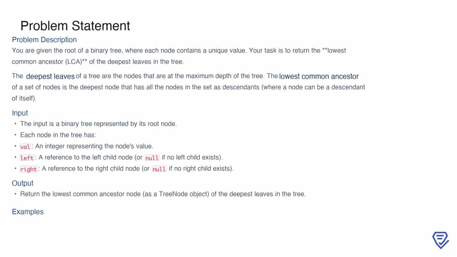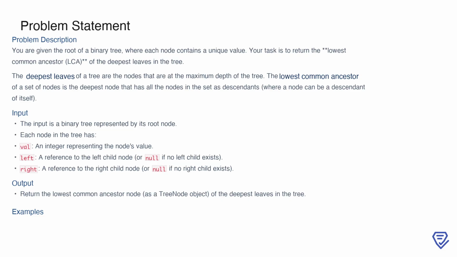In this problem, you're given the root of a binary tree, and your task is to find the lowest common ancestor, or LCA, of the tree's deepest leaves. The deepest leaves are the nodes that exist at the maximum depth of the tree. The lowest common ancestor of a group of nodes is the deepest node in the tree that has all the nodes as its descendants. Importantly, a node can also be considered a descendant of itself.